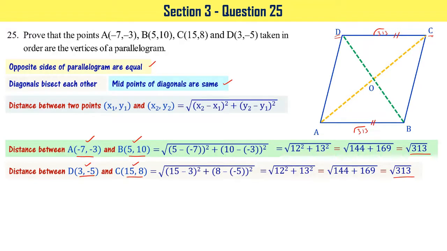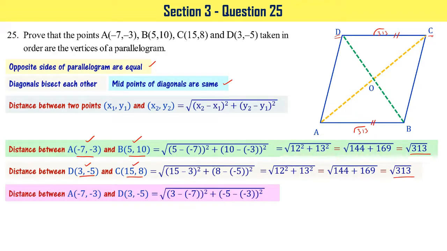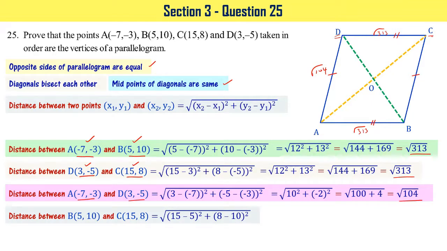Now let's find the distance between A and D. A is minus 7 comma minus 3, and D is 3 comma minus 5, right? When you substitute that into the distance formula and simplify it, you get the distance as square root of 104. Let me write that, square root of 104. Now find the distance between B and C, because that is the opposite side. The distance between B 5 comma 10 and C 15 comma 8 is also equal to square root of 104.